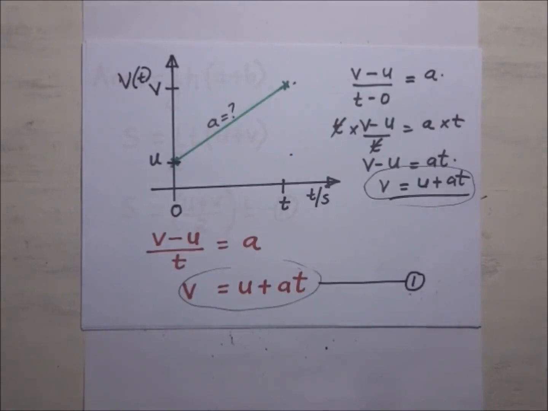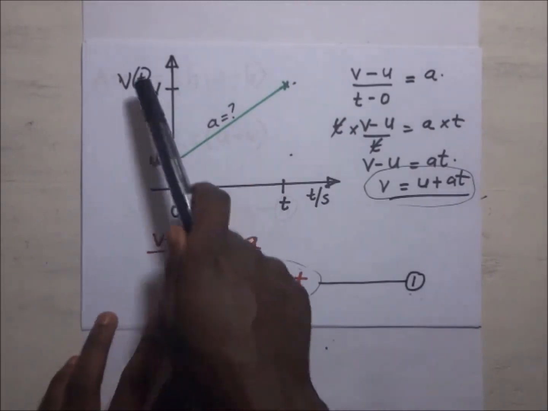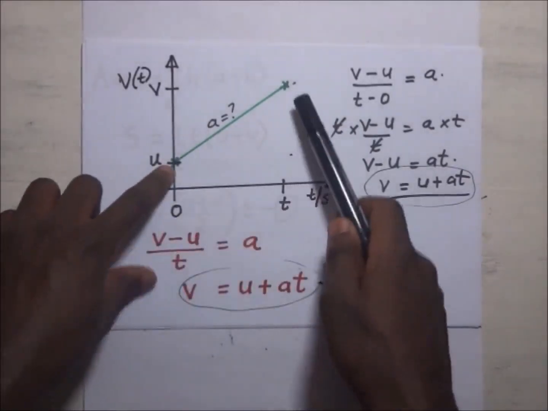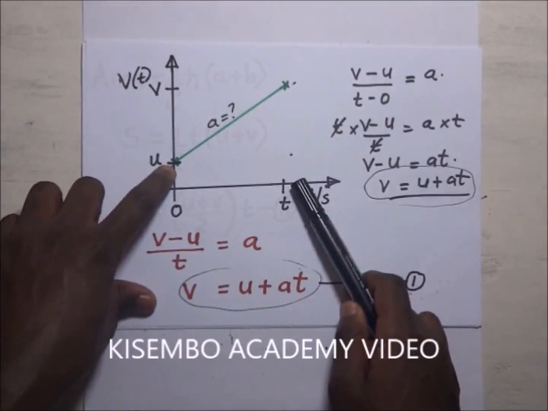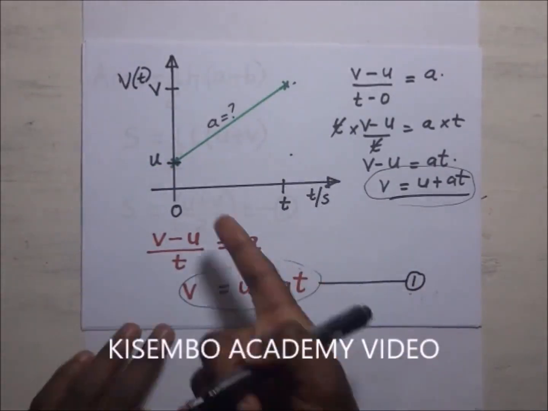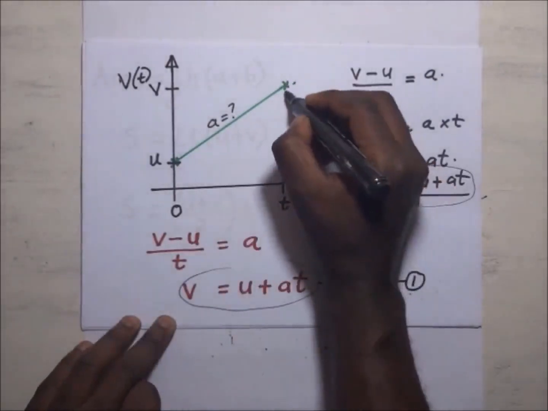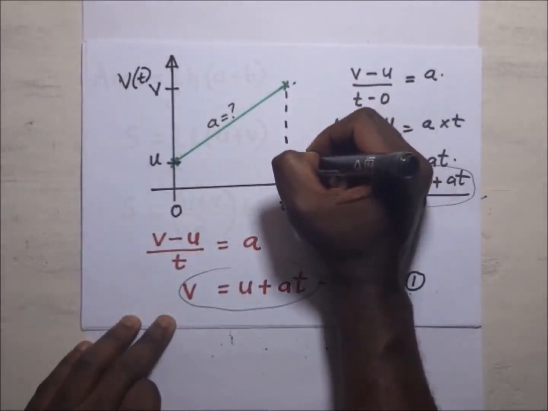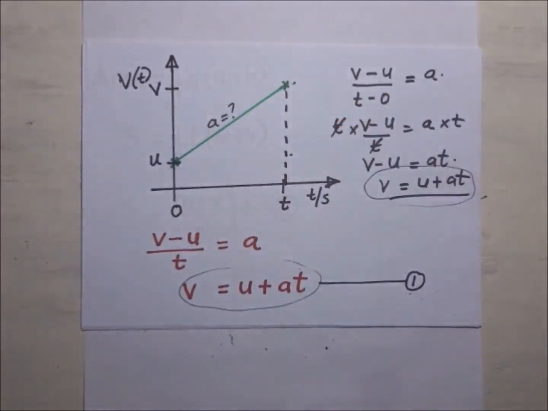So now we are going on to the next equation of motion. For this one, we are still going to use this very graph. From our theory, we know that the area under a velocity-time graph represents the distance traveled by the particle. In this case, if you look at this graph, if I draw that right there, it forms what we call a trapezium.